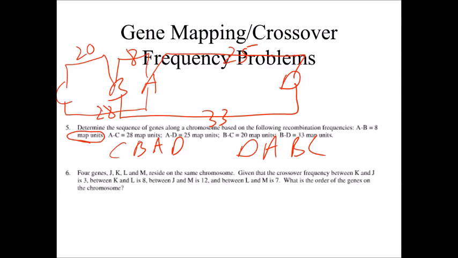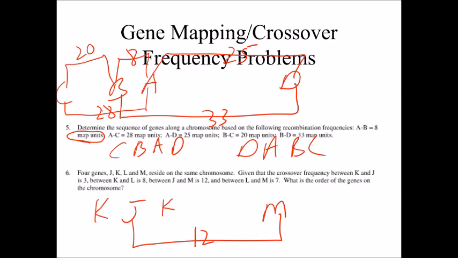Let's go ahead and look at one more. So this time, again, we have 4 genes. This time they're J, K, L, and M. They're linked. They're on the same chromosome. We have the crossover frequencies. So we want to find the 2 that seem to be the most far apart, which are going to be J and M. They cross over 12% of the time, 12 map units. Find one that seems to be close to either end, and that's going to be K. K could be here, or K could be here.